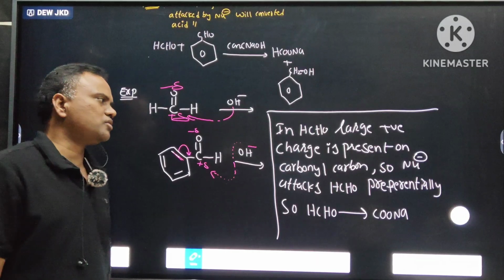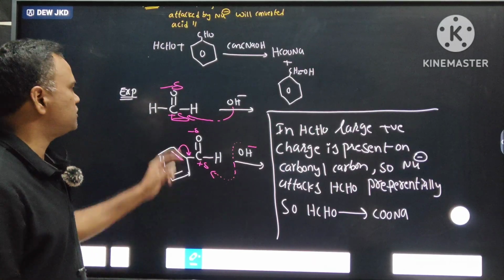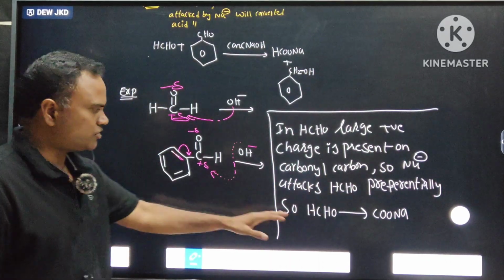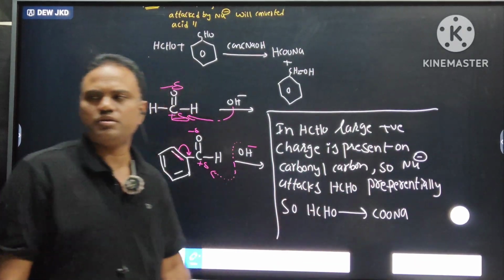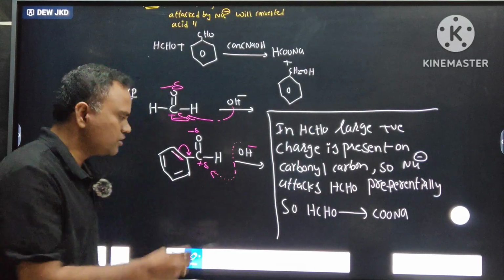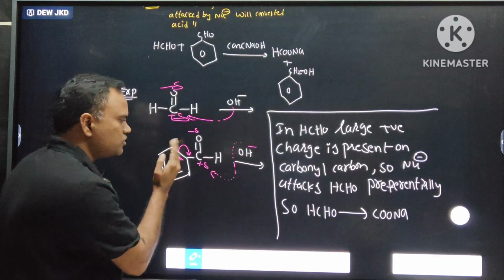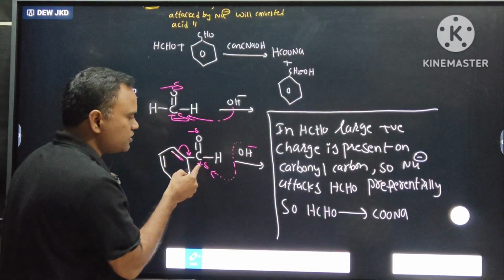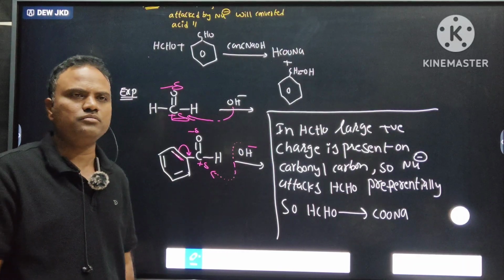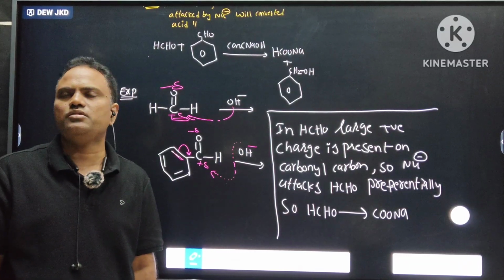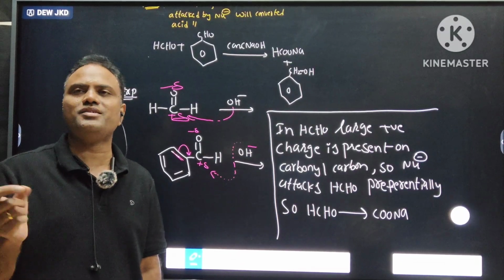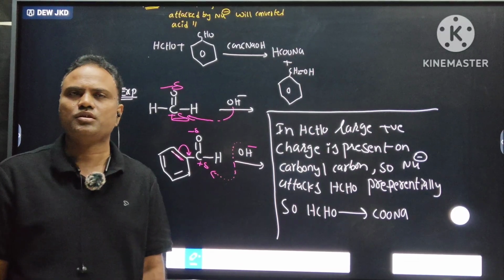In formaldehyde, a large positive charge is present on the carbonyl carbon, means this one. So the nucleophile attacks HCHO preferentially, and HCHO is converted to acid. In benzaldehyde, due to resonance, the positive charge is neutralized, or less positive charge is present. That is not favorable for the attack of the nucleophile. So when you have two different aldehydes, check which carbonyl carbon has the large positive charge. Clear?